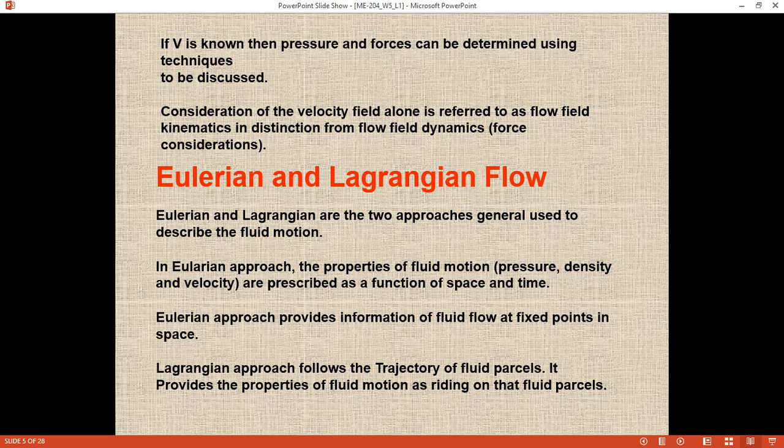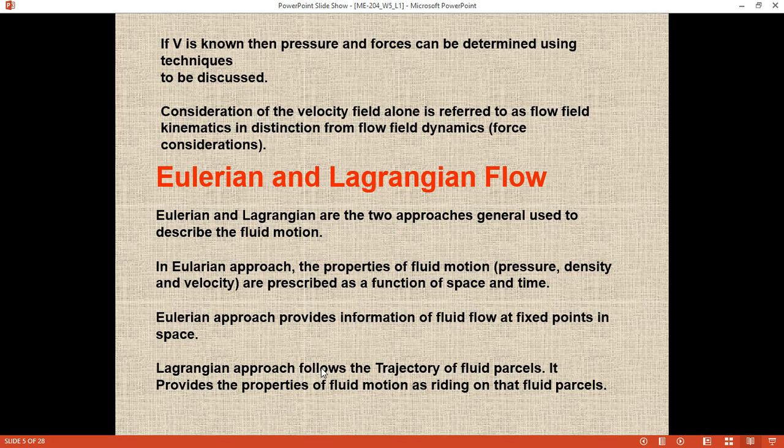In the case of the Eulerian approach, the flow and fluid properties are described as a function of space and time. The Eulerian approach provides information of fluid flow at a fixed point in space. We will discuss it with an example.